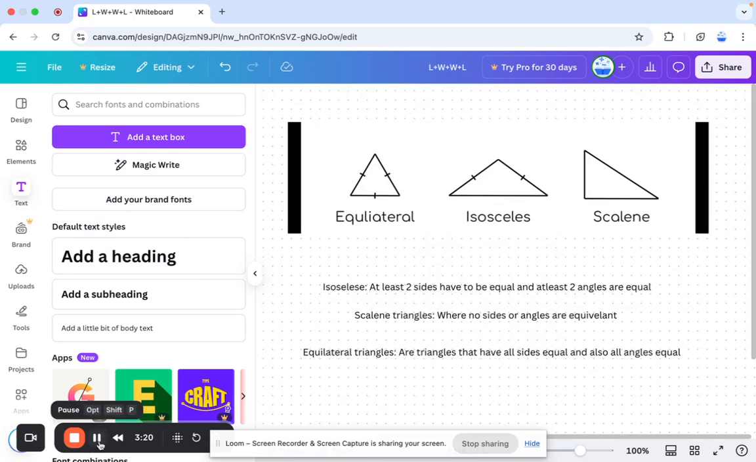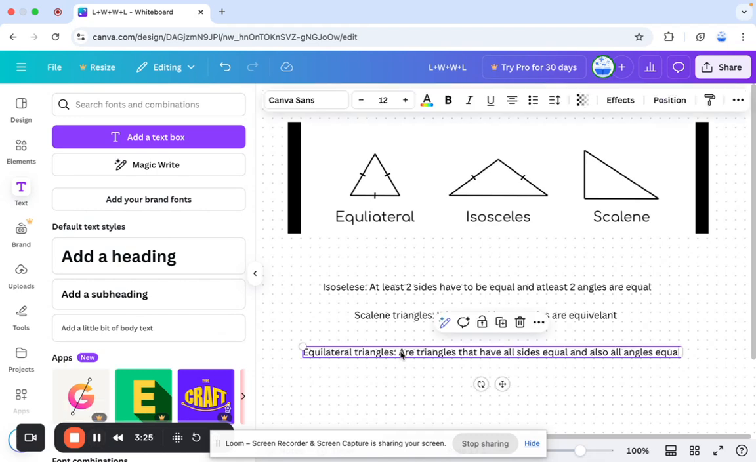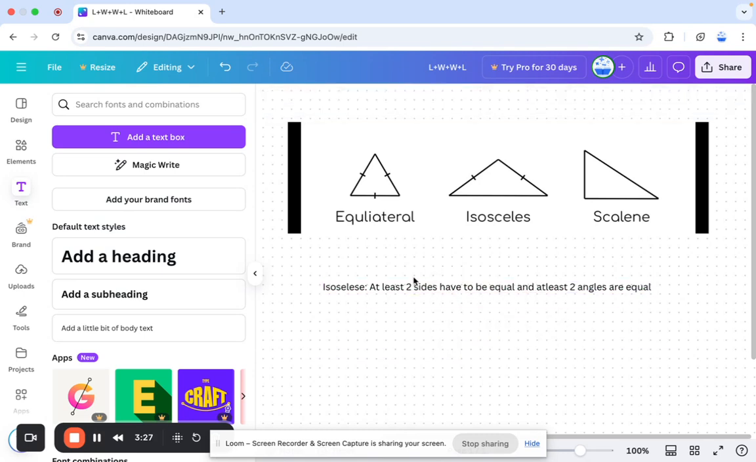Okay, guys, so take some time to note this down if you need to. Or if you have memorized it, that's also completely fine, but this is going away. So we're going to go to our next type of triangles.